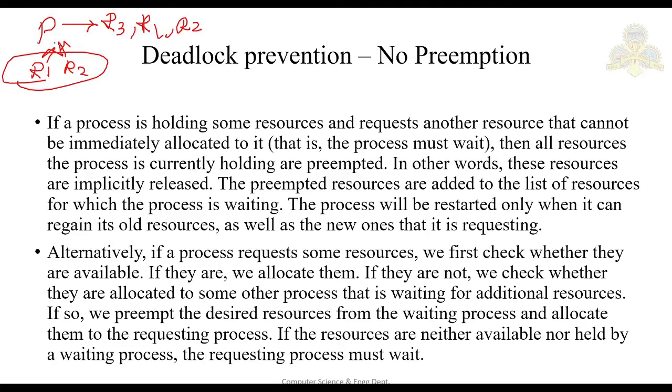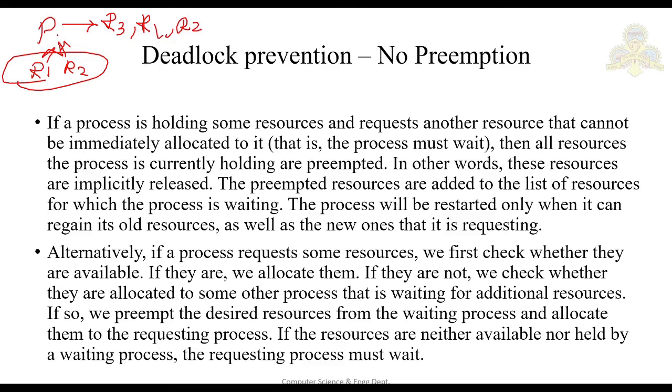So after some time it can again request R1, R2 and the new resource R3. Why are R1 and R2 old resources? Because previously they were allocated to it, but those resources got preempted, right? So only when R1, R2 and R3 are available and allocated to the process P, then this process can start its execution.